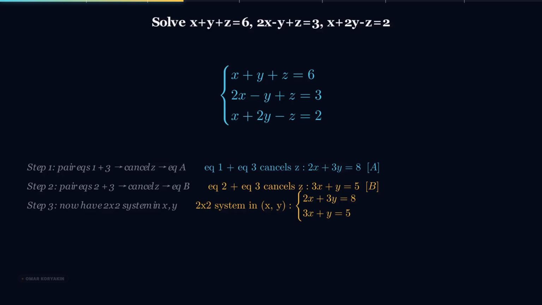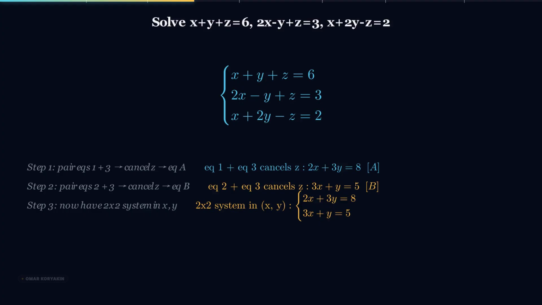Equation A: 2x plus 3y equals 8. Equation B: 3x plus y equals 5. Use elimination to cancel y by multiplying equation B by 3. That gives 9x plus 3y equals 15. Subtract equation A from this. 9x plus 3y minus the quantity 2x plus 3y equals 15 minus 8, giving 7x equals 7.